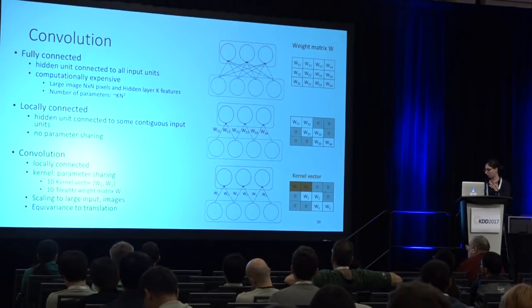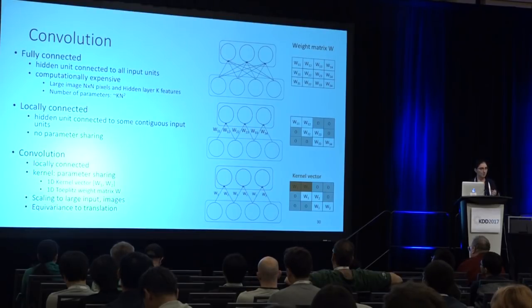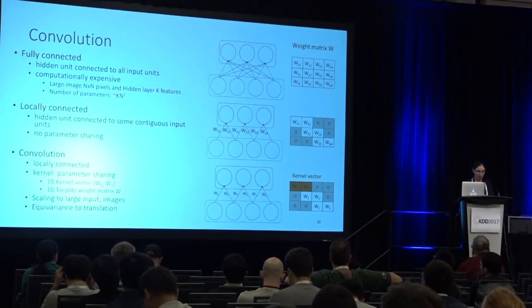It has one more property that I want to mention, which is that it's equivariant to translation, meaning that if you do a little shift in the input, you translate your pixel a little bit, say, your output will not change too much.